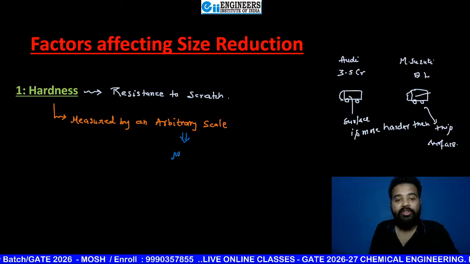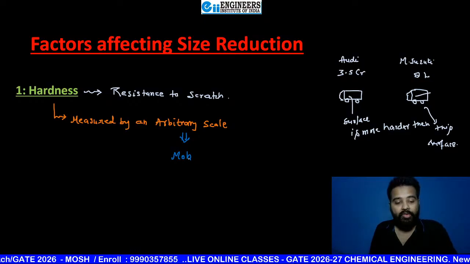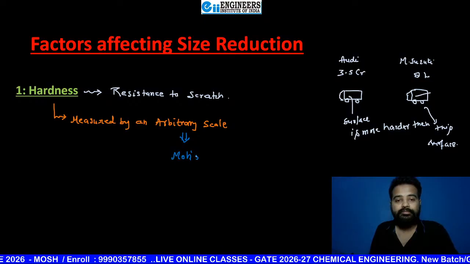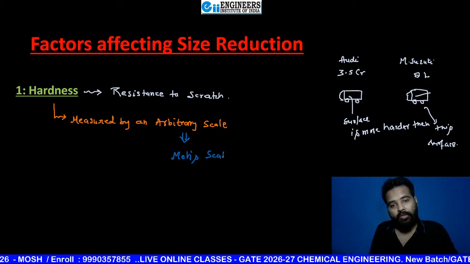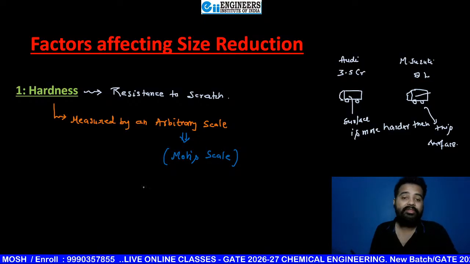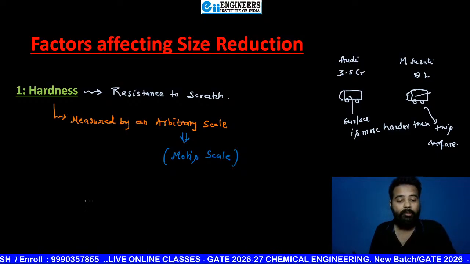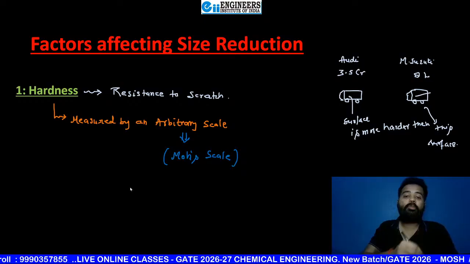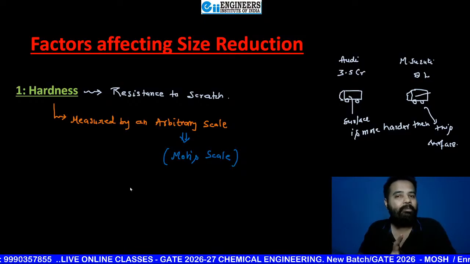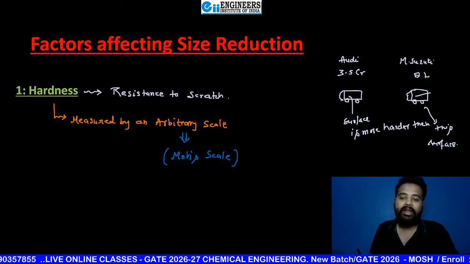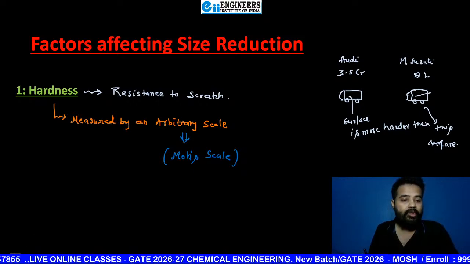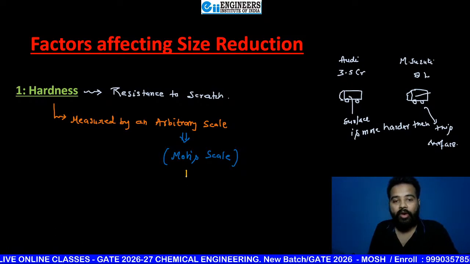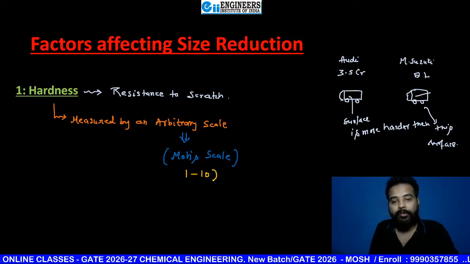This is the Mohs scale. Has anyone heard its name? So please remember this name, it is important. Okay, and on the Mohs scale there are 10 numbers, 1 to 10. Hardness you are going to give with the help of numbers 1 to 10 on the Mohs scale.